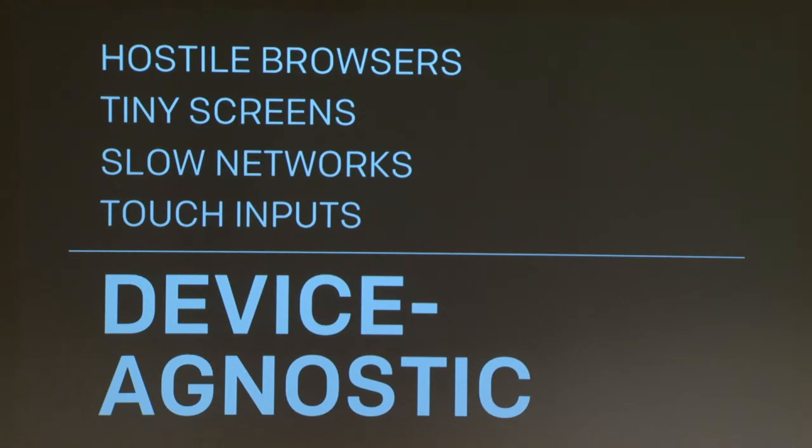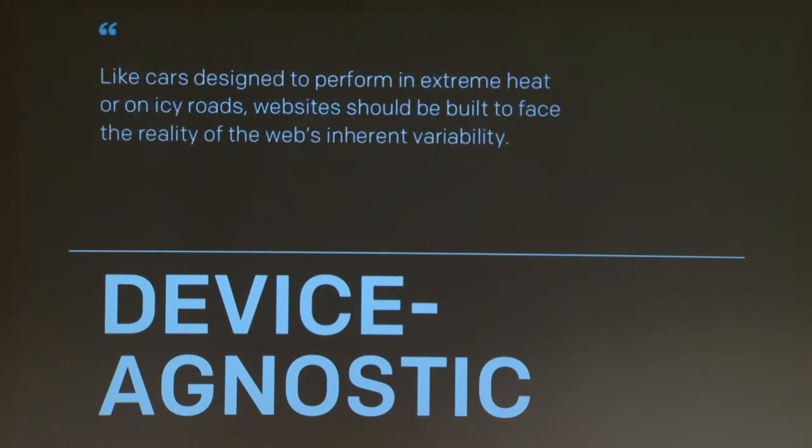And Trent basically says that we begin by looking at these characteristics. And his reasoning for that is this wonderful line: like cars designed to perform in extreme heat or on icy roads, websites should be built to face the reality of the web's inherent variability. I think we should be talking more as an industry about the web's inherent variability as a medium.